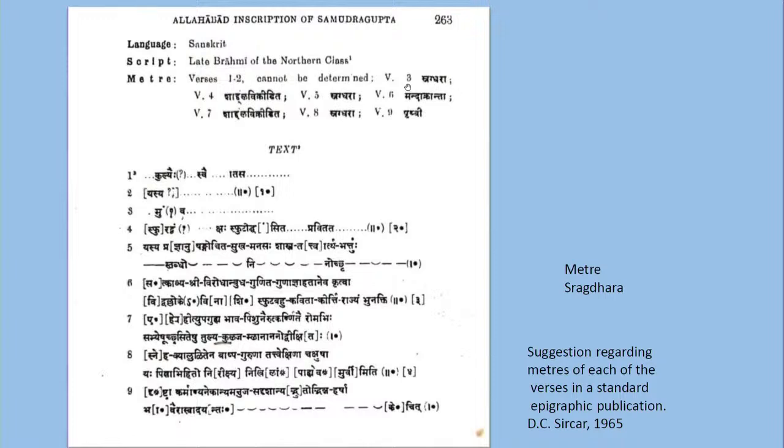Like D.C. Sarkar has also identified the meters, the chandas, like in verse 3, it is Sraddhara, in verse 4, it is Shardula Vikririta. All these are classical Sanskrit chandas or meters which follow specific patterns. I will show you. Then there is Mandakranta. He has identified the chandas.